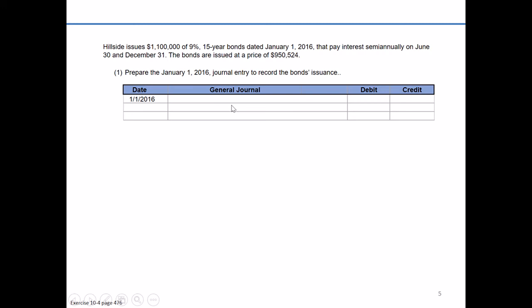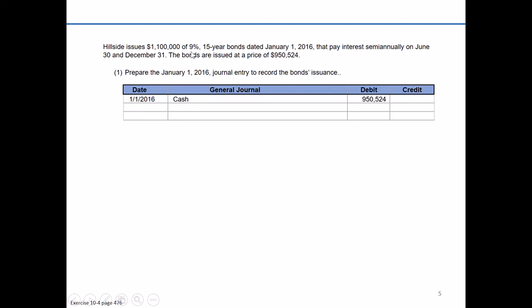Now, we'll look at this from Hillside's perspective. When they issue these bonds, they're going to receive cash. Cash is an asset. We're increasing it, so we'll debit it. The amount they receive isn't $1.1 million. They receive a little bit less, so we'll debit cash for $950,524. Since the amount they receive at the issue date is less than the par value, that means these bonds were issued at a discount.